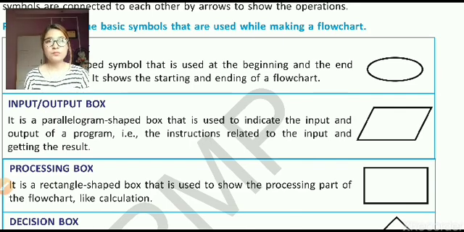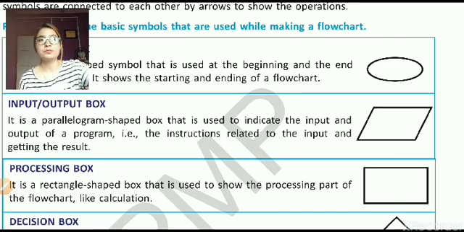If you have any input, like if you have been given to add 2 plus 2, then 2 plus 2 you will write in this input output box. Now 2 plus 2 is 4. 2 plus 2 is the input, 4 is the output. Both of these have to be written in the input output box, because 2 plus 2 is input, so we'll write it in this, and 4 is output.